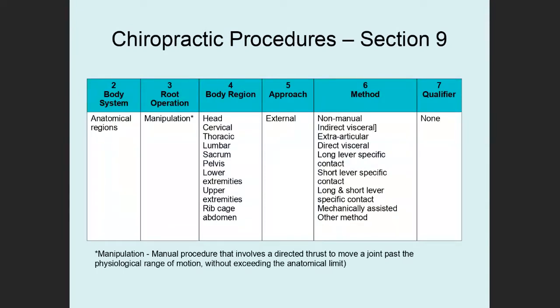A related section is chiropractic procedures, beginning with first digit 9. Like osteopathic procedures, the body system is always anatomical regions. The approach is always external, and the qualifier is always none. The root operation is different. This is manipulation. Manipulation is the manual, meaning using hands, involved in a directed thrust to move a joint past the physiological range of motion without exceeding the anatomical limit. So moving a joint without breaking it, without exceeding the anatomical limit.